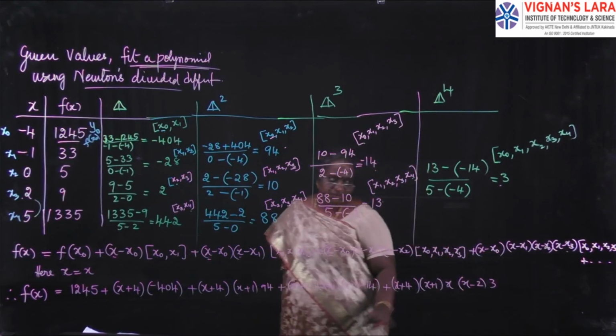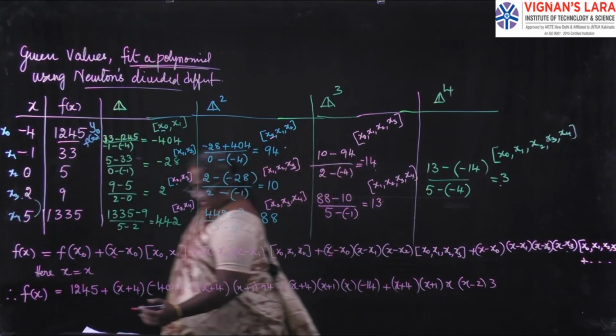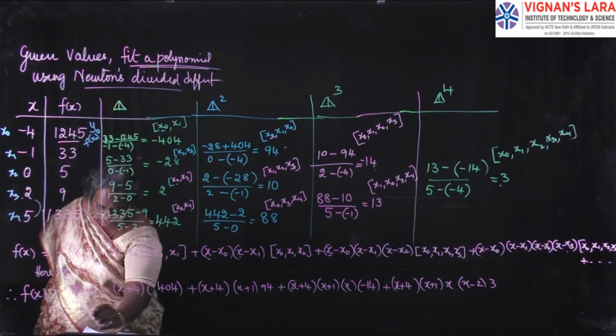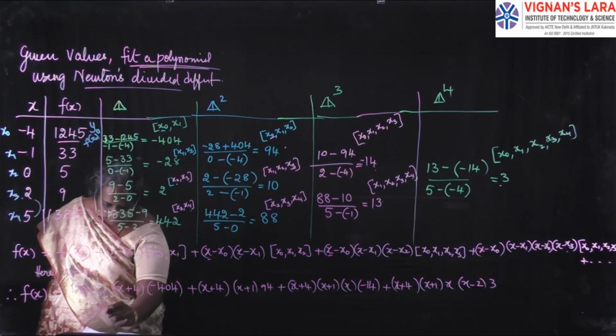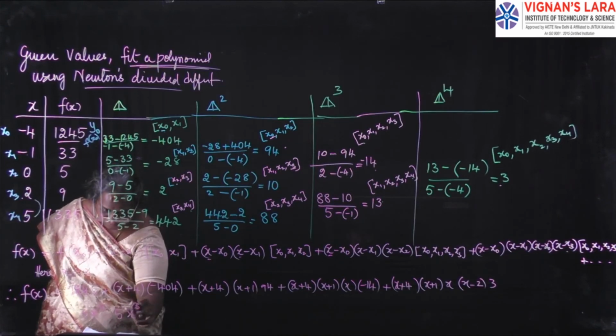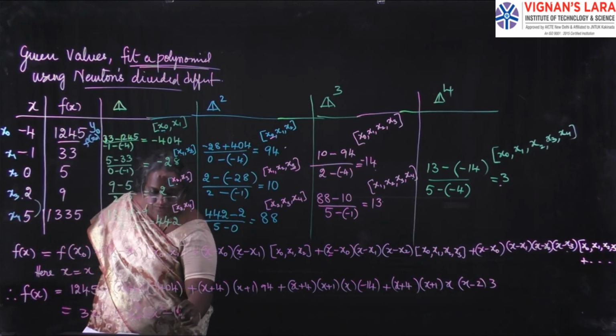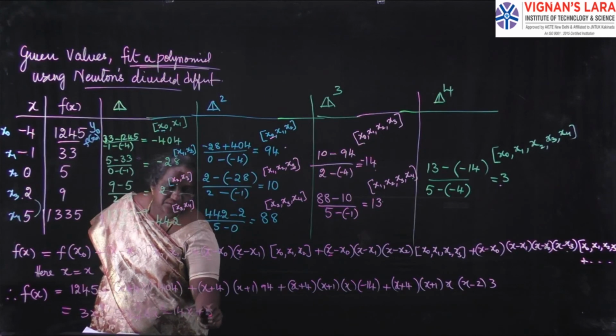We can stop here. So now if you simplify this, you will get 3x power 4 minus 5x cube plus 6x square minus 14x plus 5.